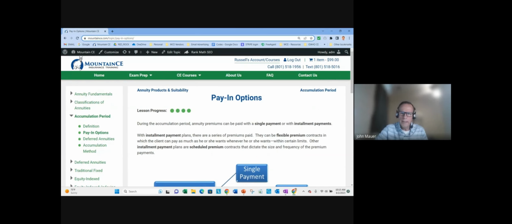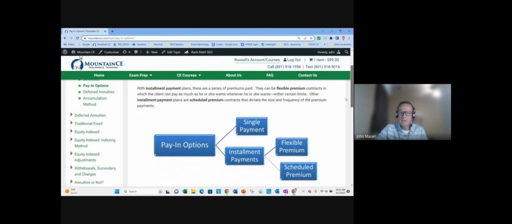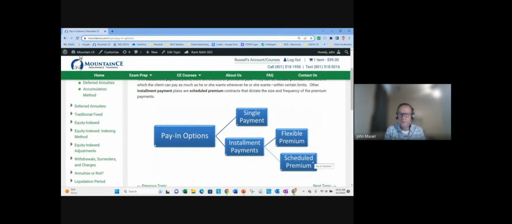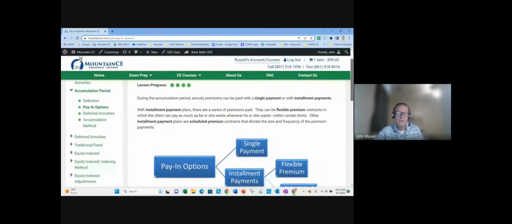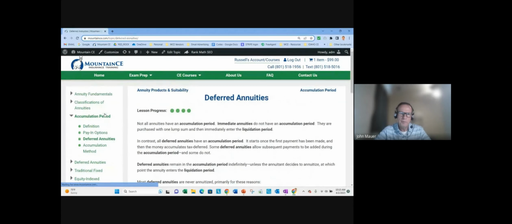So when it comes to pay-in options, if I have money that I want to put into a deferred annuity, I can put it in with one single payment, or I can put it in installment payments, multiple payments, and they can be scheduled, like every month I'm going to put money into my deferred annuity, or I can put it in whenever I want to. And so, in other words, it's flexible premiums. I can put money in one time, many times, regularly, not regularly. It's flexible. And so quite often deferred annuities, therefore, are called flexible premium deferred annuities.